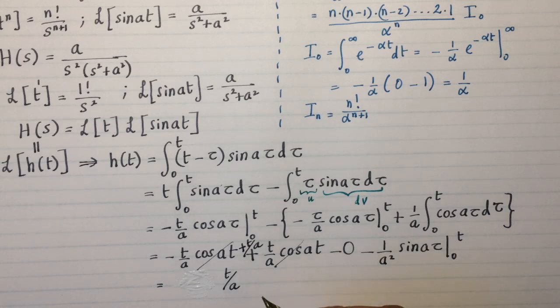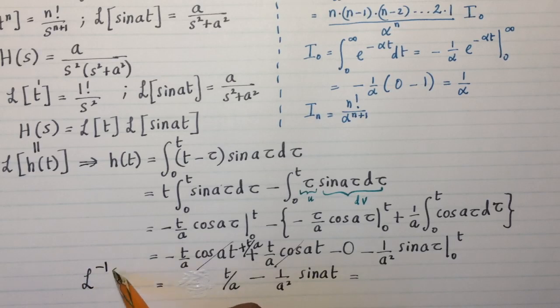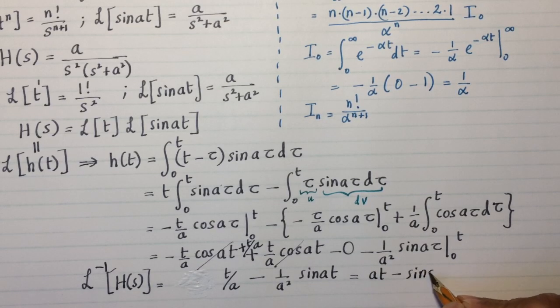So t over a, and then I have negative 1 over a squared sine of a tau at t. When tau is 0, that's going to give me sine of 0. So that's the function of which the Laplace transform is that. That's what you may call the inverse transform of H(s). If you like to write things in common denominator form, it's going to be (at minus sine at) over a squared. These types of calculations are extremely useful, and this illustrates the utility of the convolution theorem.